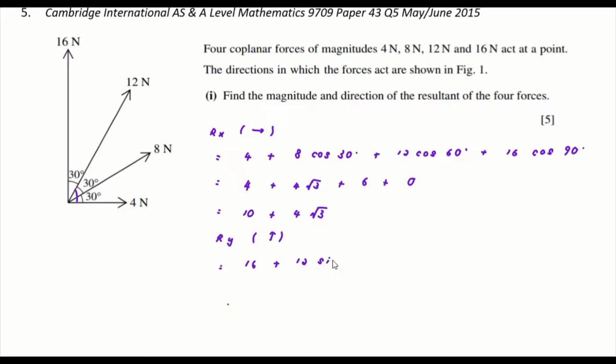So 12 sine 60. Then after that, plus the 8 also is the same because I want to go here, so I will just use the 30 here. So I will just do 8 sine 30. For the 4, you imagine that it's going to become 0 as well, because the whole 4 is going into the component of x already. So you do not need to do anything about that. So it's equal to 16 plus 6 square root 3 plus 4. So in the end, you'll get 20 plus 6 square root 3.